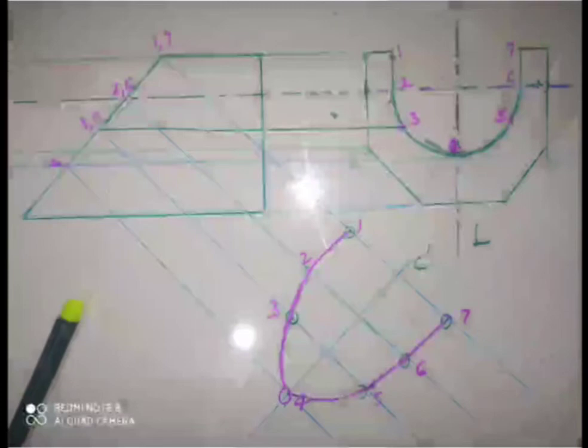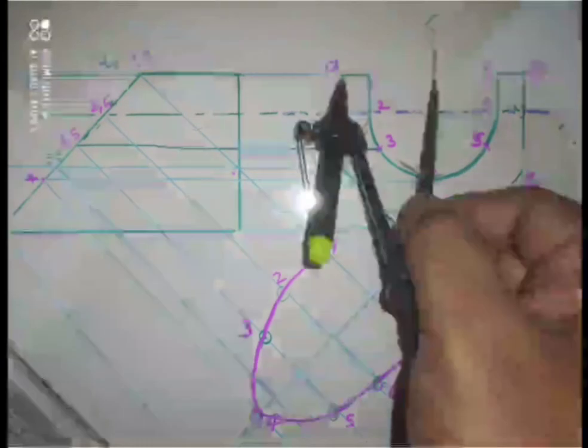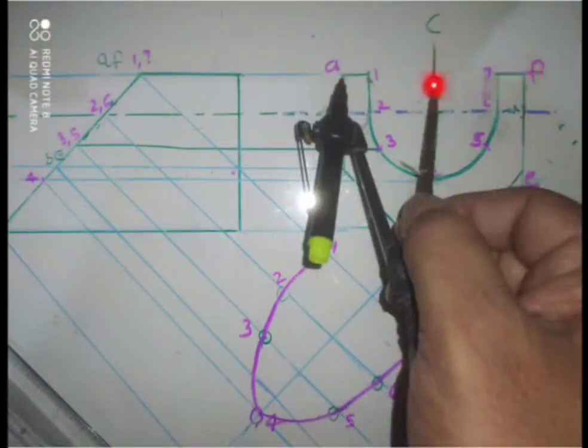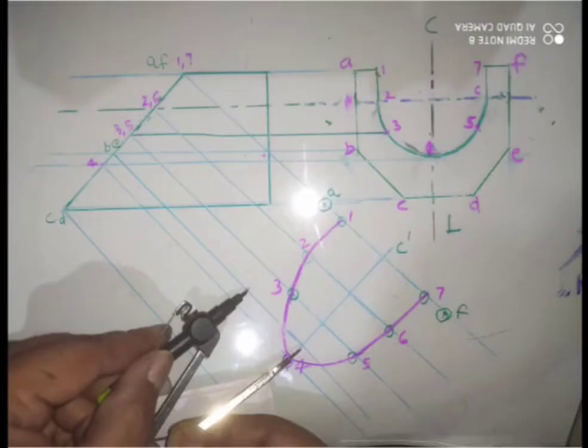Now we will move to the outer part. I will have to name it. Here I will name it A, B, C, D, E, F, G. I have taken the distance on either side of the CL. I have marked A and F here. I am marking now B and E. Here I have brought that distance here. This will be the point B and this will be the point E.